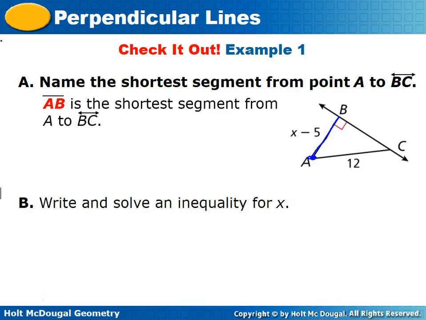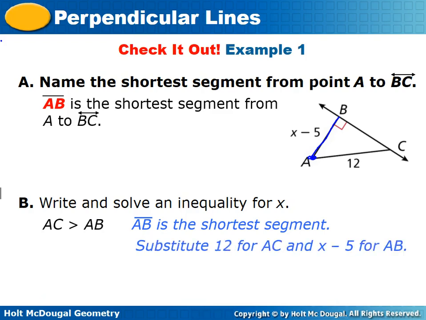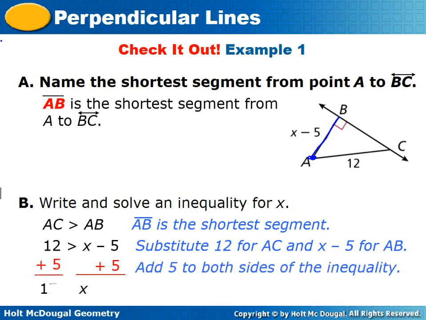And then we're going to write and solve an inequality again for x. So this time we know that AB is going to be smaller than AC, or we could say AC is greater than AB. Doesn't really matter which way you do it. So that would be then 12 is greater than x minus 5. We're then going to add the 5 to both sides. And this time we're going to say that x must be greater than 17.